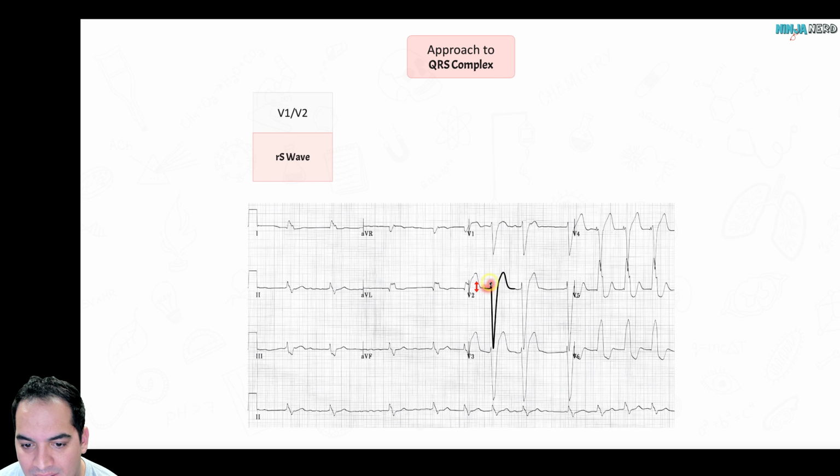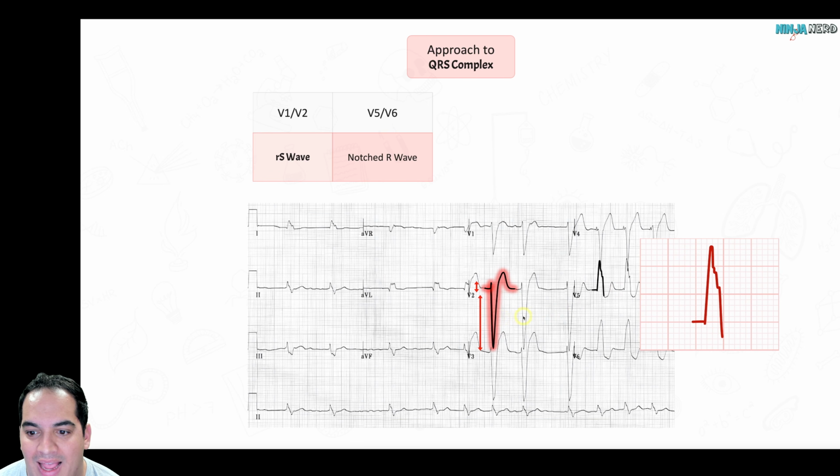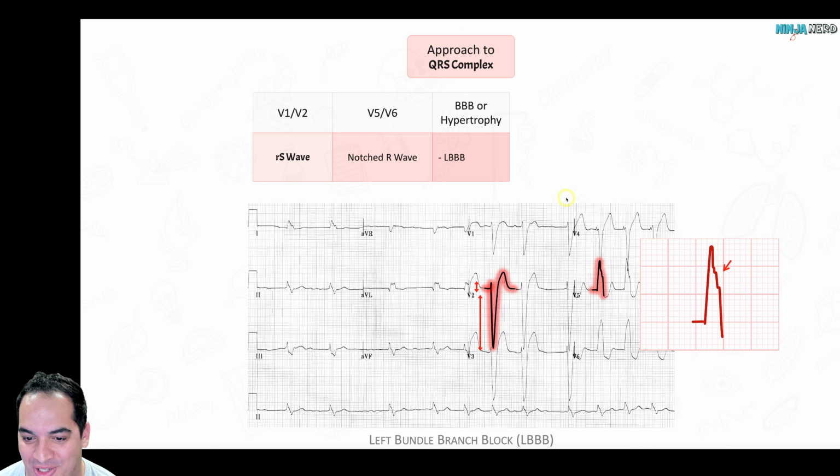So you see how there's like this little R wave? And then boom, you see this huge, huge S wave here, right? When I see a very large S wave in the V1 and V2 precordial leads, and then I see this very large notched R wave in V5 or V6, this is super, super suggestive of a type of bundle branch block. And usually this is indicative of a left bundle branch block.